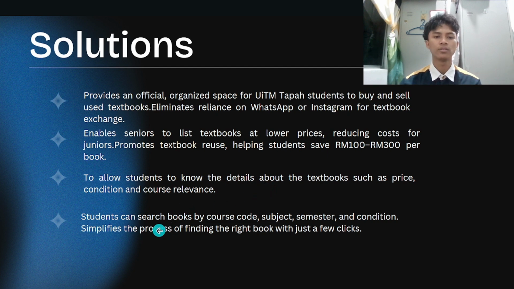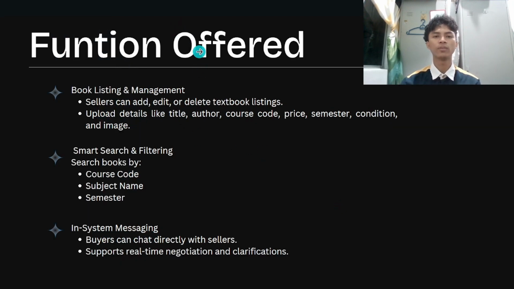And finally, students can search books by course code, subject, semester, and condition. Simplify the process of finding the right books with just a few clicks. The functions offered by our system: the first is book listing and management. Sellers can add, edit, or delete textbook listings. Upload details like title, author, course code, price, semester, condition, and image.